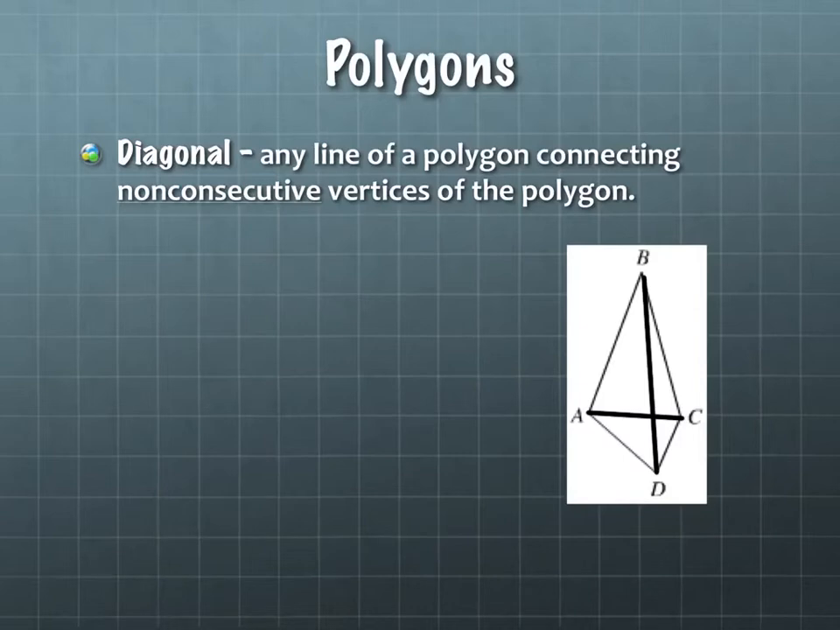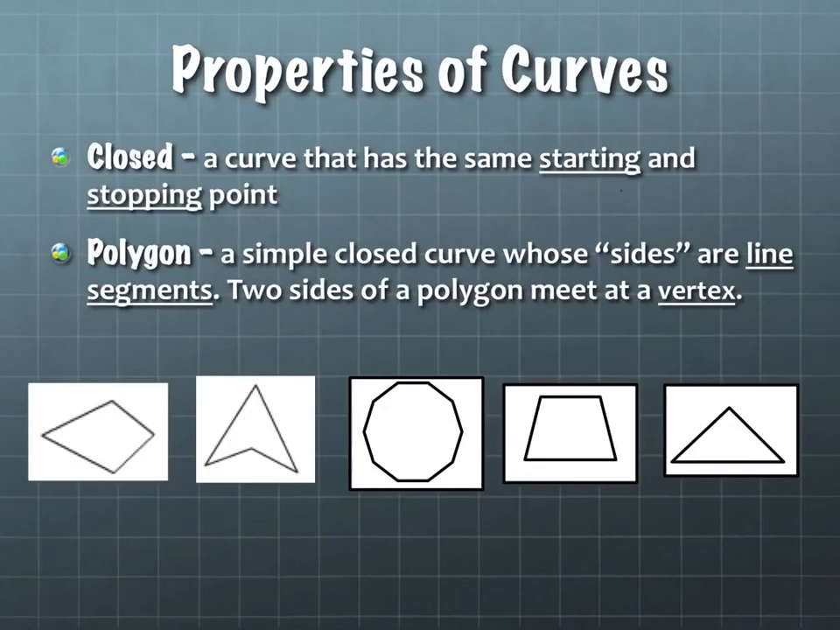So I'm going to flip back over here real quick just to show you the same shapes that we had before. All these are polygons. Let's just take the one here in the middle. I think it's got 10 sides.